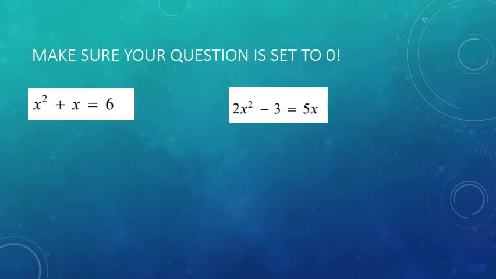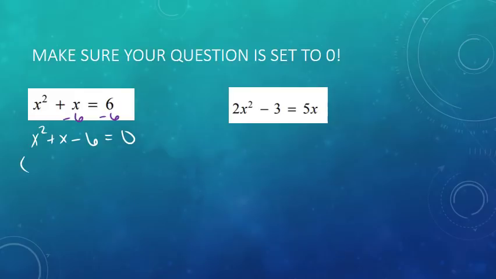Something you want to make sure of is that your function is always set equal to 0. First of all, it would be hard to factor anyway if it wasn't, but remember the idea is that we're finding where the y value is 0. So in this case, what I would have to do is subtract the 6 over to the other side. So when I rewrite this, it will be minus 6 equals 0, like that.